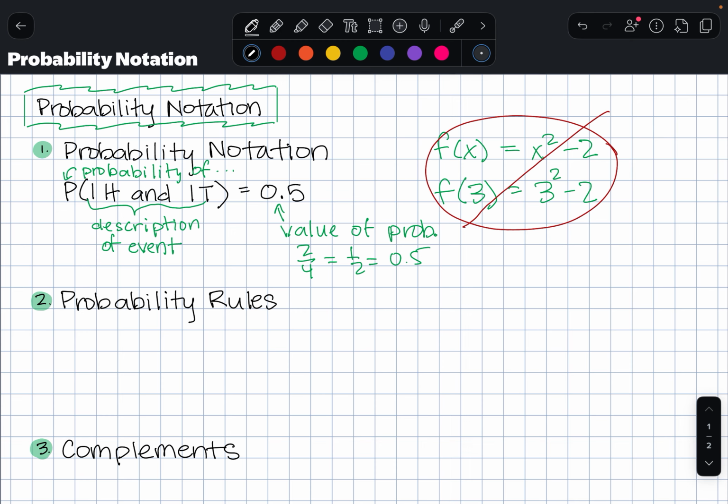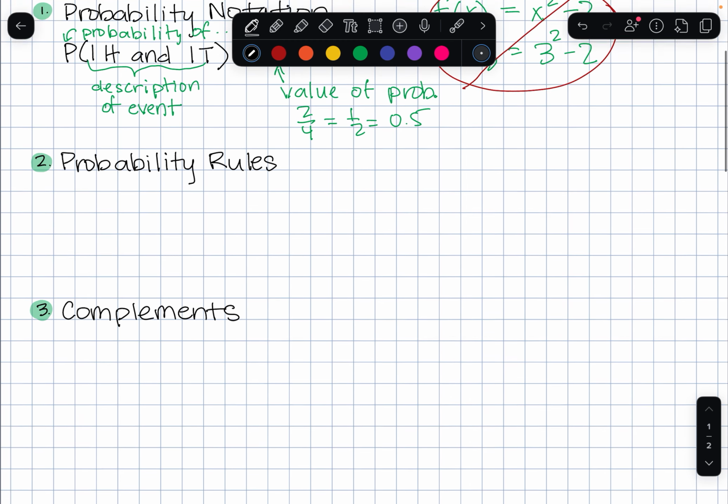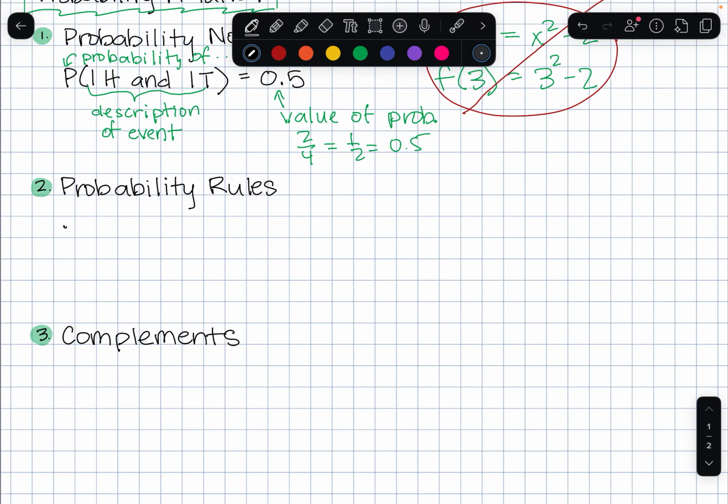All right, the next thing I want to talk about is how to check our answers, and that has to do with some rules that probability follows. So the first thing you need to know about probability is all P of x's are between 0 and 1. Inclusive, meaning they can be 0, they can be 1. They cannot be smaller than 0, so no negative numbers. They cannot be bigger than 1.